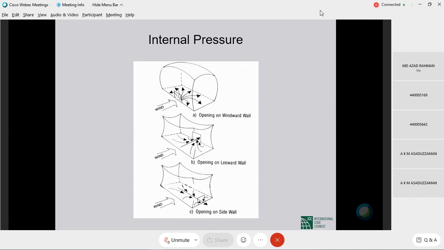In the second picture, there is only a suction opening, so more wind gets out than can get in, so we have negative internal pressure. And in the third picture, we also have a suction opening on one of the side faces, so more wind gets out than can get in, and so we have negative internal pressure. Okay.